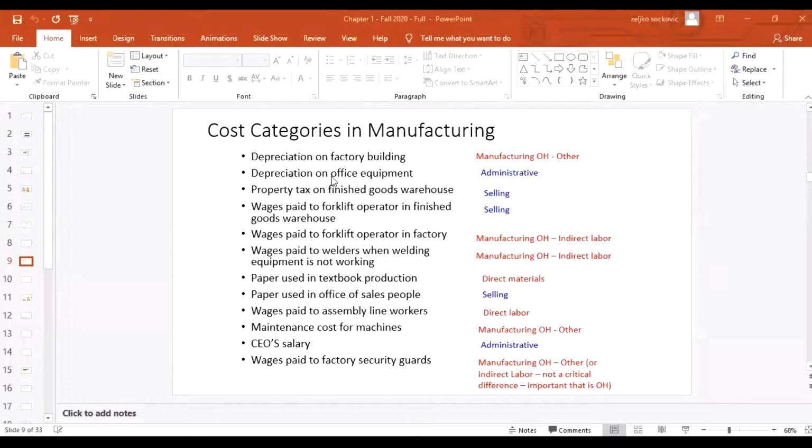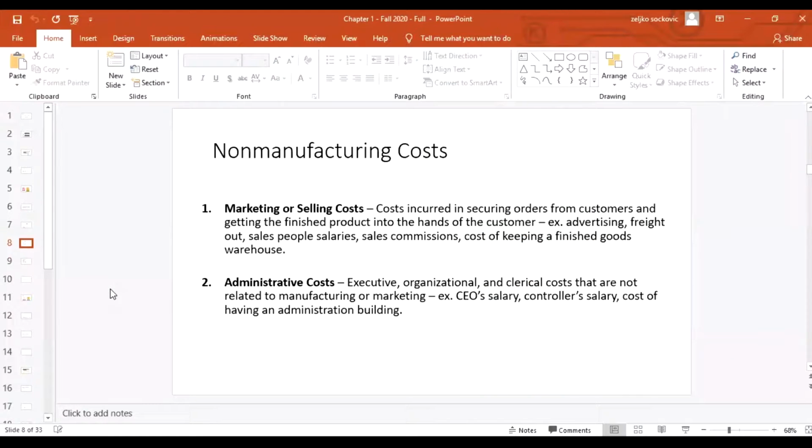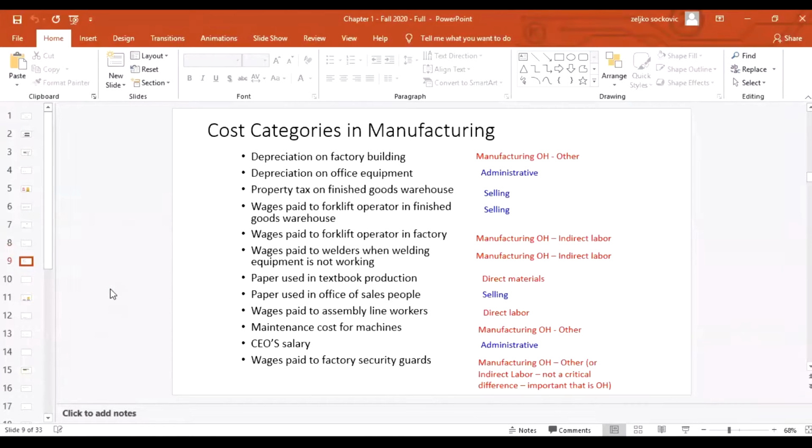Same thing on office equipment. But the more important point here is what type of cost this is, direct or indirect, because this will be important for you to put it into the right bucket. For example, depreciation on office equipment is the same depreciation as on the factory building. But it will not go into manufacturing overhead. Why? Because it's not related to the product. It's related to selling and administration, to non-manufacturing cost. So depreciation of office equipment would not be included in manufacturing overhead.